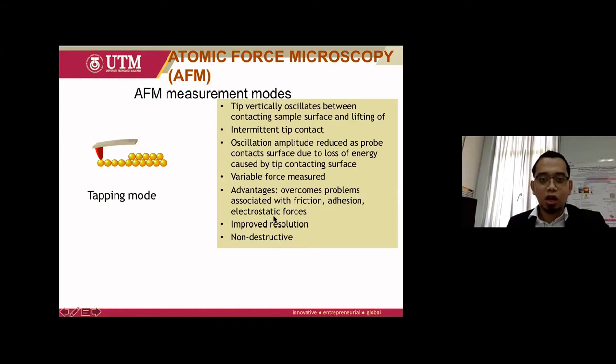But it also has the tendency to destroy your tips. Tips are also a bit expensive. So you have to determine which mode is going to be very useful in determining your image.